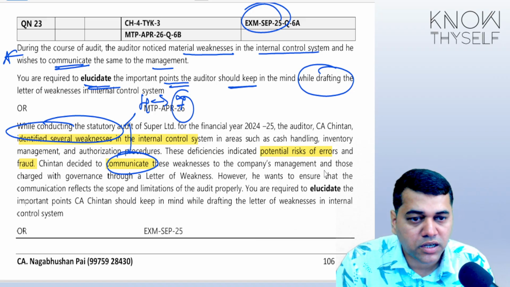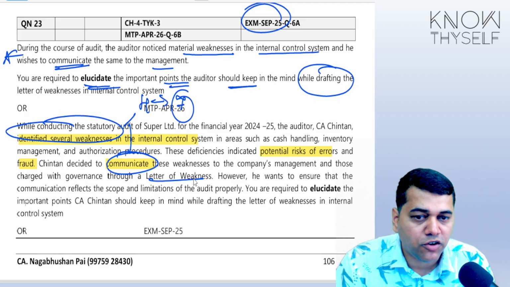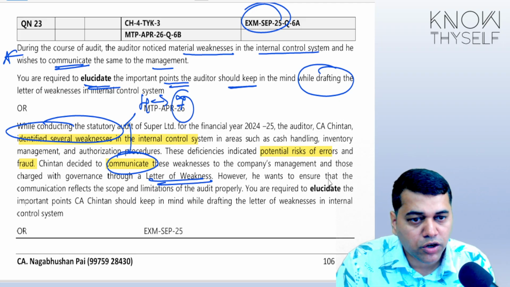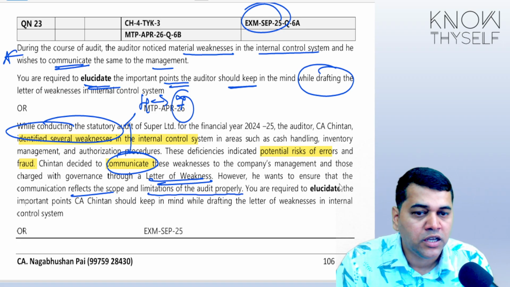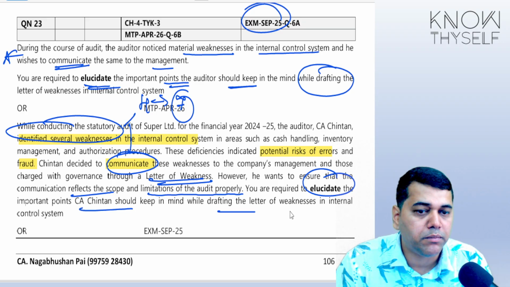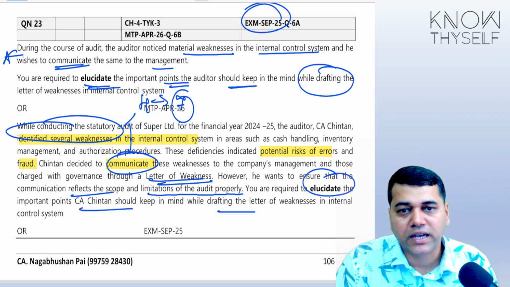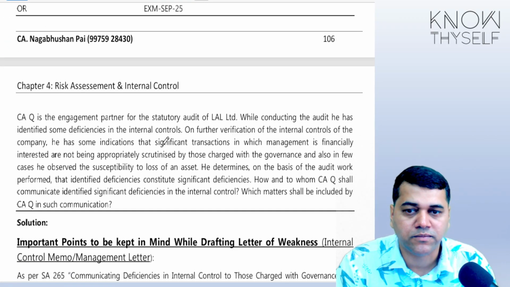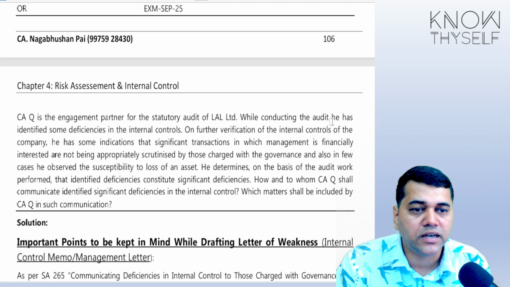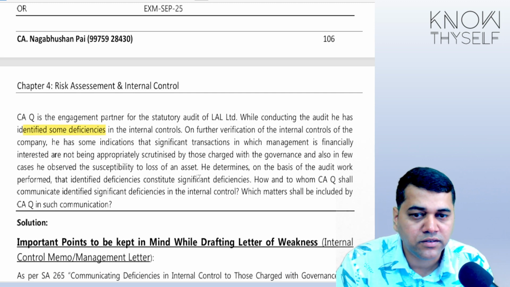This weakness to the company's management through a letter of weakness. However, he wants to ensure that the communication reflects the scope and the limitations properly. So elucidate the points you should keep in mind while drafting the letter. So students, you can ignore this from the examination point of view because already they have asked you in the examination. Engagement partner, while conducting the audit, he identified some deficiencies.